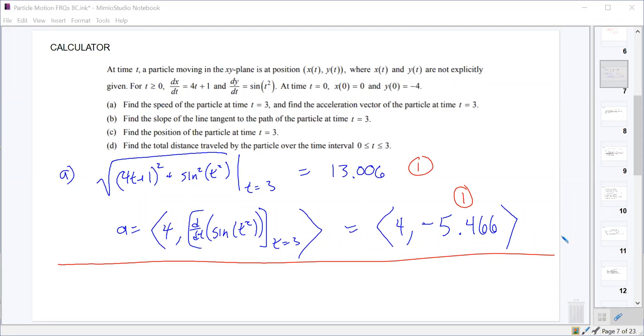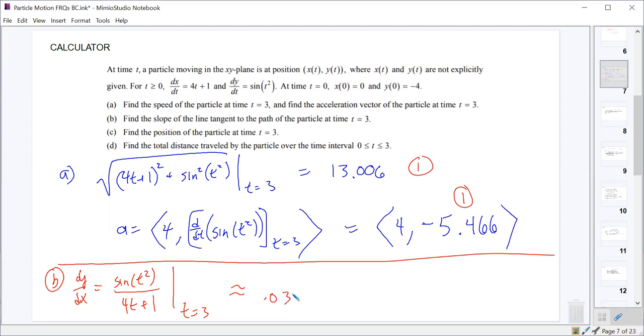All right, now we want to find the slope of the line tangent to the path of the particle at t equals 3. So we need to find dy dx. And we've done that a bunch of times already. Dy dx should be dy dt over dx dt. And we just need to evaluate that at t equals 3. So sine of 9 over 13, which comes out to be 0.031. And just 1 point there for that. Everybody good with part B?